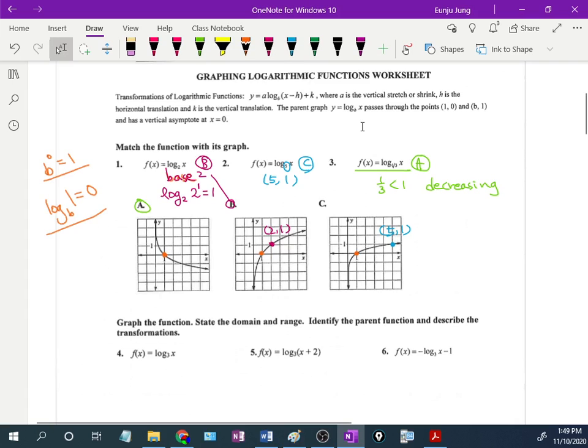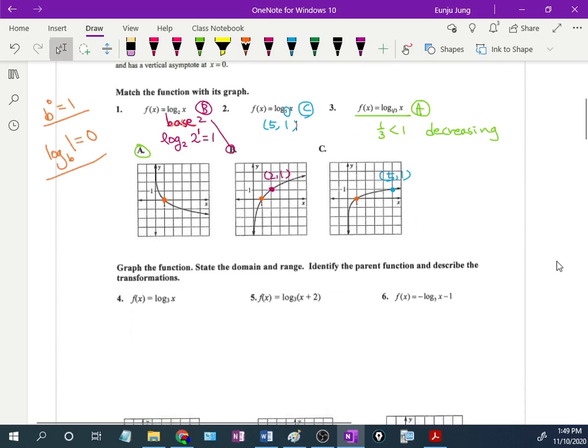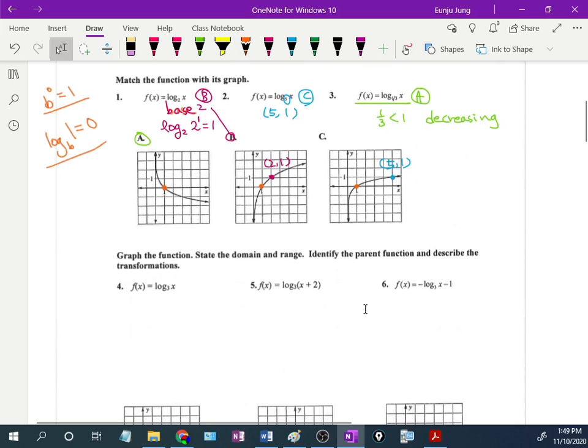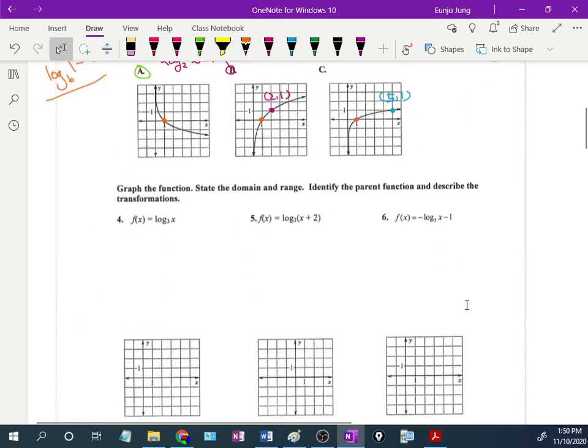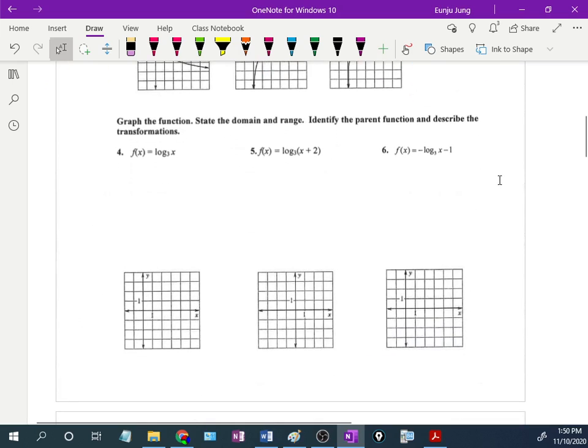Now let's graph using the parent function, and let's identify any transformations if they happen, and then we will graph and answer domain and range, okay? So this is the preparation for the quiz tomorrow. So let's see. Number 4. What is the vertical asymptote? X equals 0. So let's start by drawing the vertical asymptote at 0.